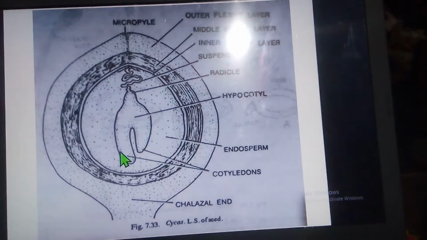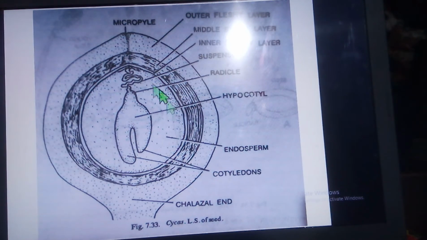Remember, I told you that the cotyledons remain embedded inside the endosperm. And why? Because they help in the absorption of food for the developing embryo. So this type of germination we call hypogeal. That is hypogeal, meaning on the ground. They remain on the ground.